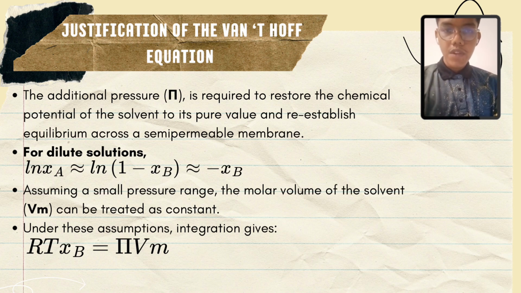For a dilute solution, we get that ln x_A equals ln(1 minus x_B), which equals approximately negative x_B. Assuming a small pressure range, the molar volume of the solvent, Vm, can be treated as constant. Under this assumption, integration gives the equation RT x_B equals pi times the molar volume.